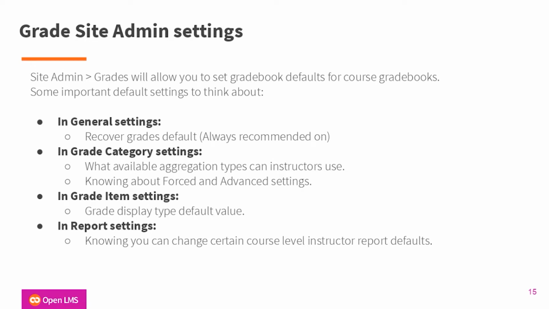And then into the report settings, knowing that you can change certain course level instructor report defaults. As we talked about during the call last week, when you go to certain gradebook reports, there are a number of settings that can be changed by the instructor. But let's say you haven't really looked at the instructor report default settings in the past, and you typically get questions throughout the year from instructors, and it'd be nice to default certain settings. This is the way you could do that.